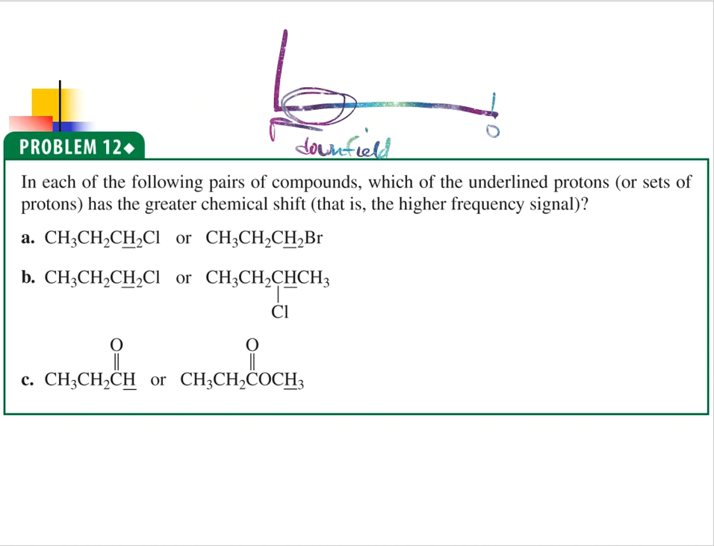I'm going to get A, B, and C, and it gives me an underlined hydrogen that they want me to focus on, and I'm going to have to pick either this first one or the second option. Which one would have a greater chemical shift? I do the same thing for B. I either pick the one to the left or the one to the right, and I need to explain why I picked the answer that I did. And for part C, I do the same thing, either the one to the left or the one to the right, and then provide an explanation of why you picked what you did.